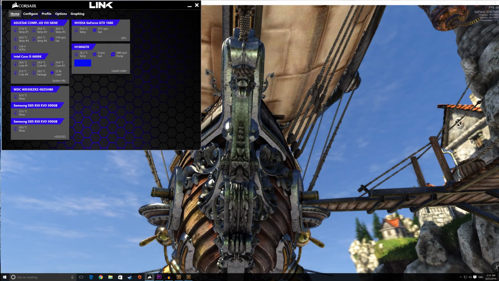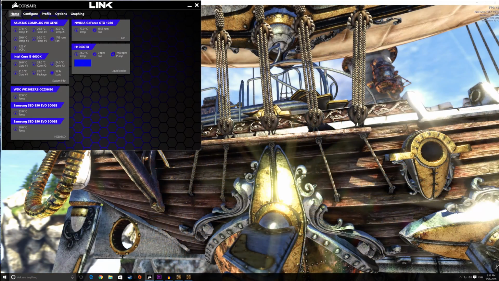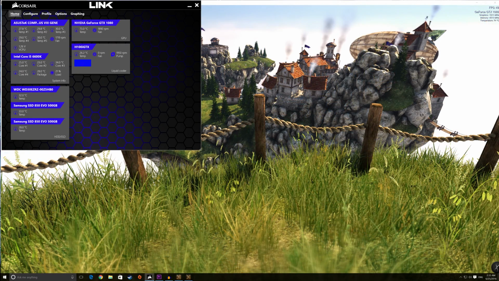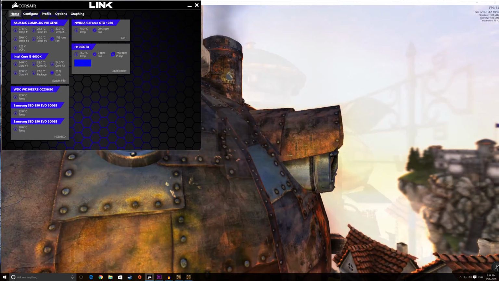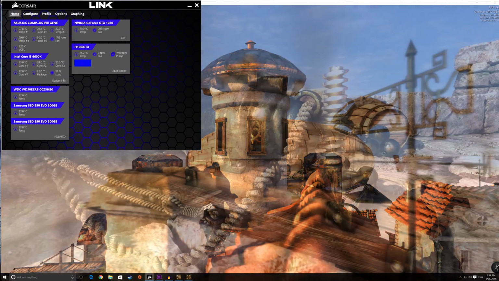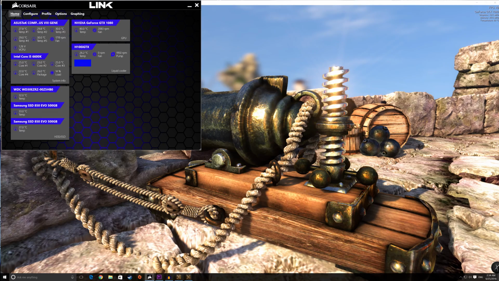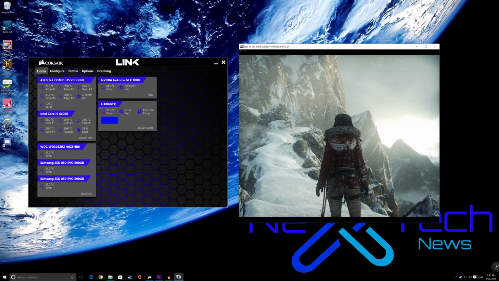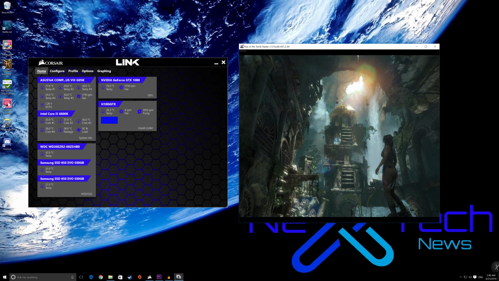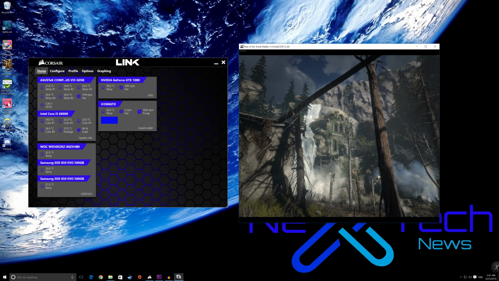In Heaven Benchmark, the CPU was still just around 26 degrees Celsius, and the GPU did about the same thing it did last time, which was a range of 70 degrees all the way up to 80 degrees Celsius. And finally, in the last benchmark of Tomb Raider, the CPU was running around 38 degrees Celsius, and the GPU was running around 70 degrees Celsius, which both were about the same as before.